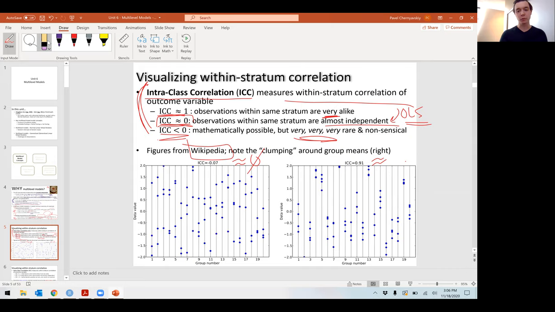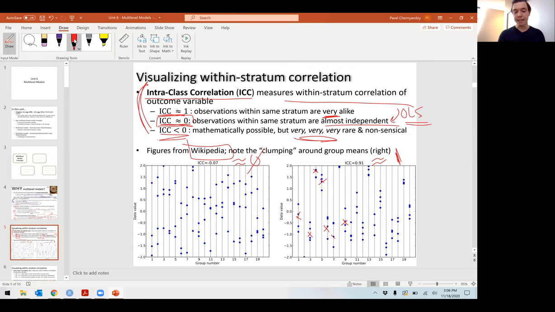So this is what I was talking about. Note the clumping around the group means. I specifically didn't draw them because I wanted to draw them for you right now. So the group mean for group one would be somewhere right there. For group two would be somewhere right there. Group three, that's group three. Group four would be here. So you can see that the data is really clumpy around the group means.